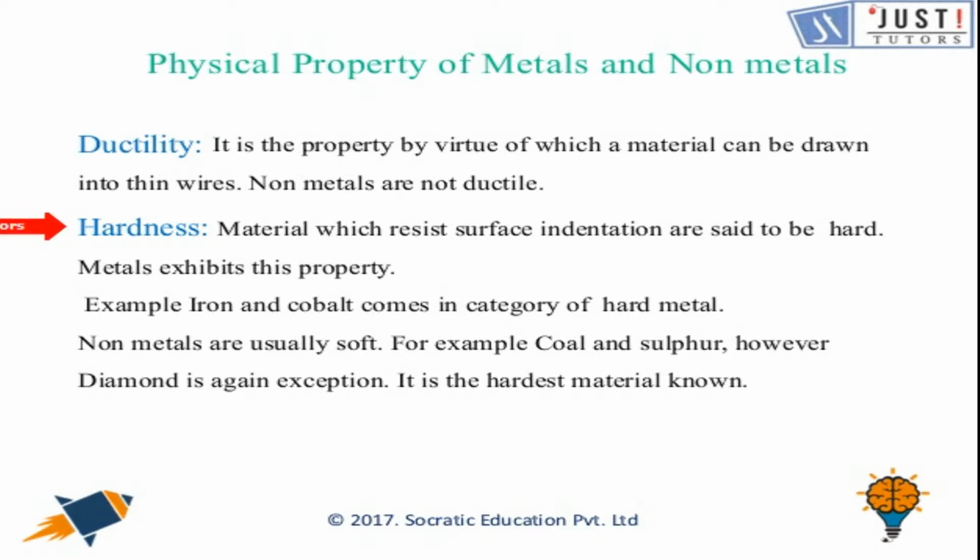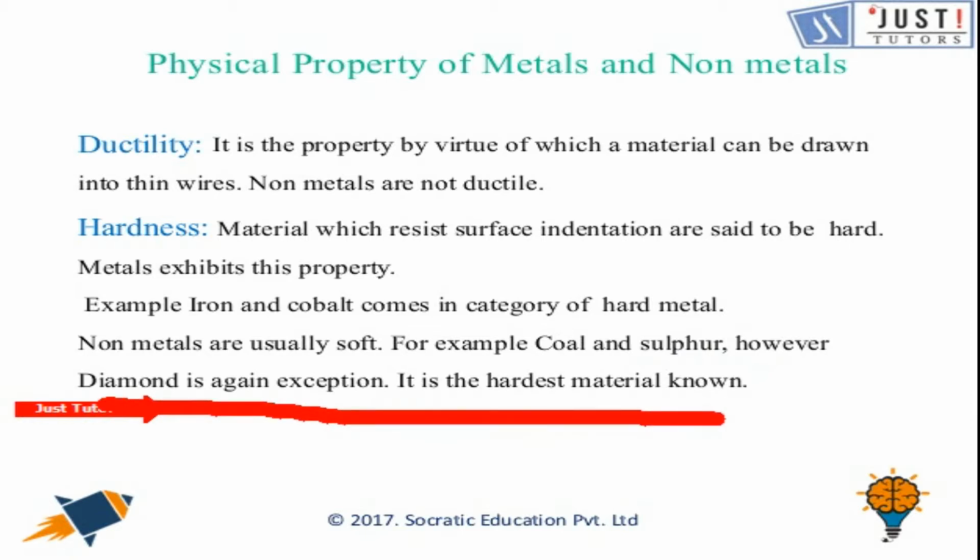Hardness. Material which resists surface indentation are said to be hard. Metals exhibit this property. Example, iron and cobalt comes in category of hard metal. Non-metals are usually soft, for example coal and sulfur. However, diamond is again exception, it is hardest material known. So just remember this, it's a very important question. Diamond is hardest material known.